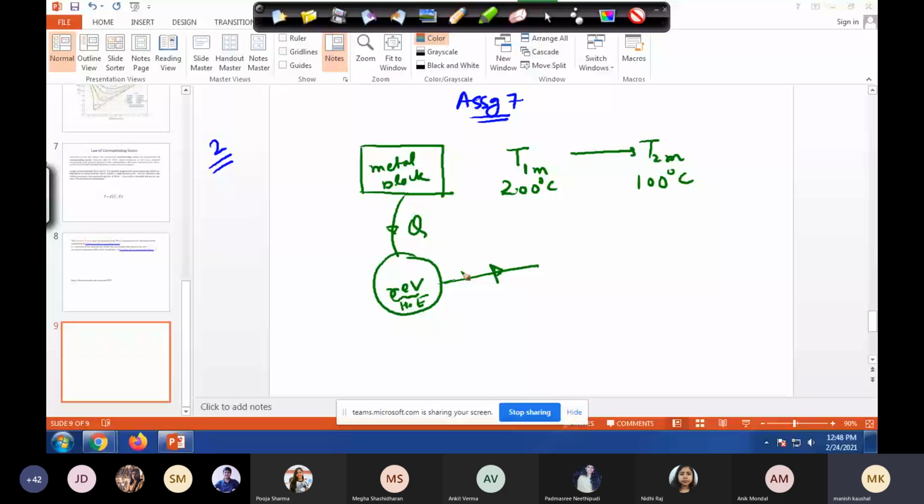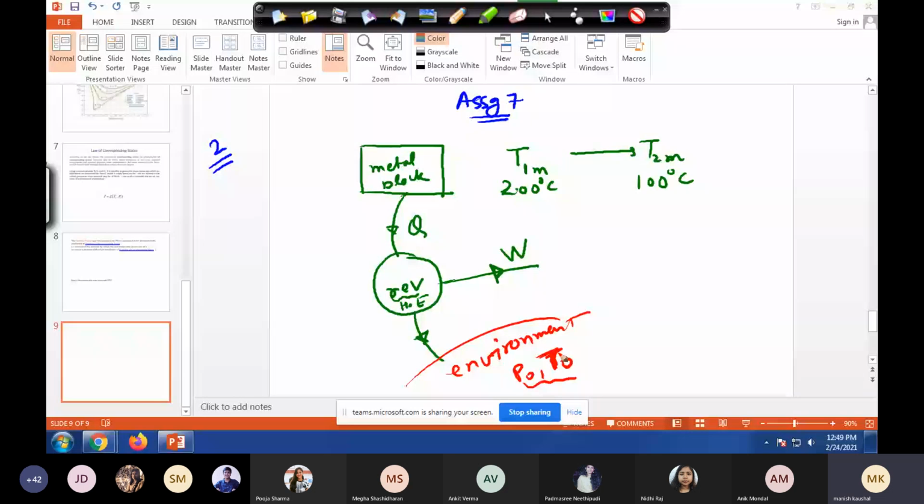And then some heat will be rejected, where? To the environment. The environment is a reservoir at P naught, T naught. Fine. So this is QR, Q rejected.